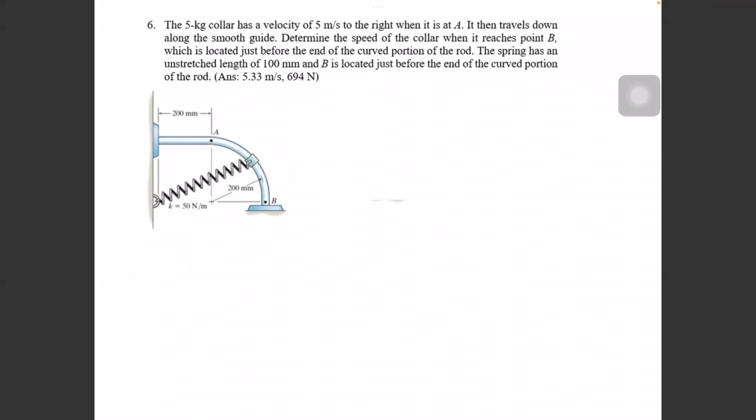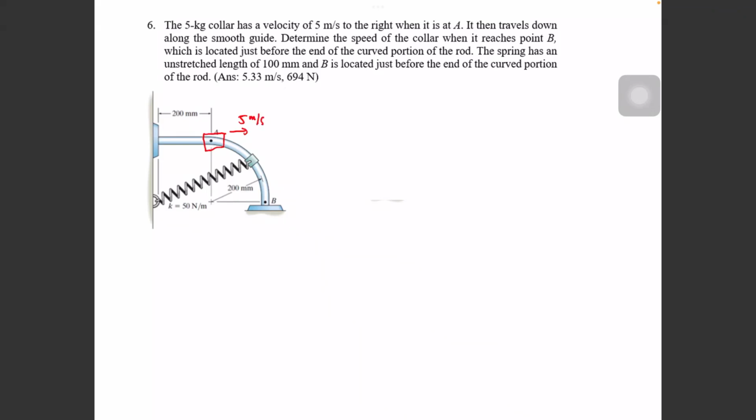Question number 6 in tutorials. Again, we have the spring. We have a 5 kilogram collar that has a velocity of 5 meters per second to the right when it is at A. So let's say this is A. So initially here, they move at 5 meters per second.